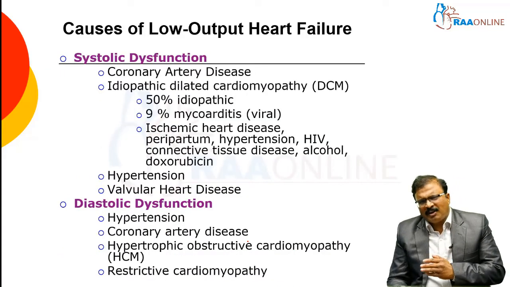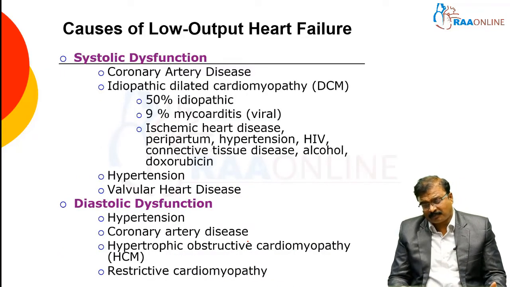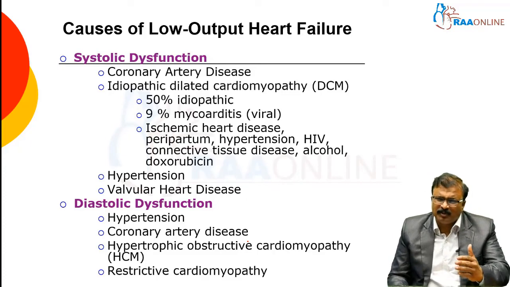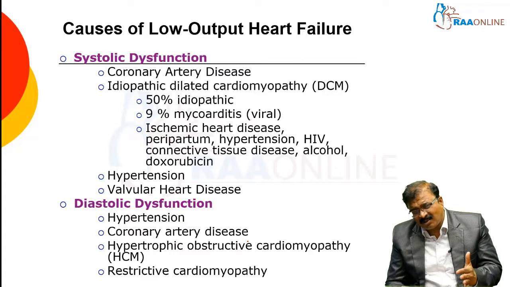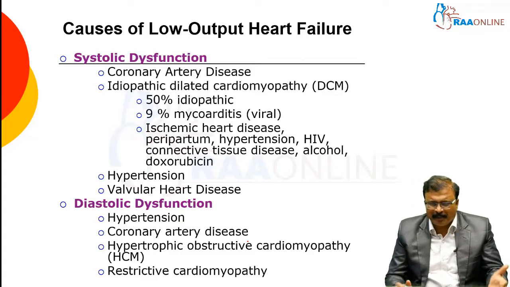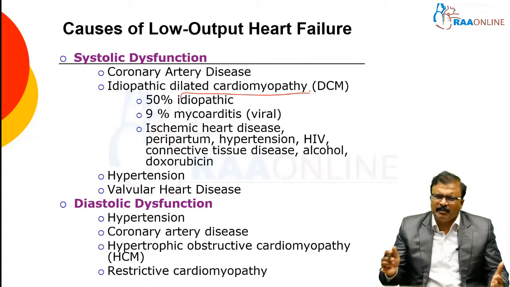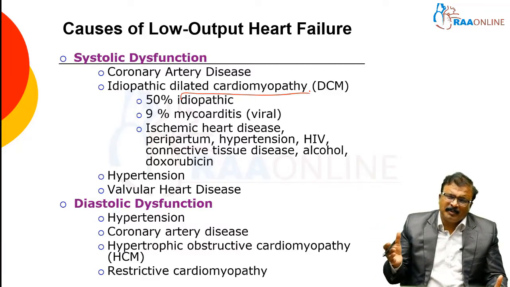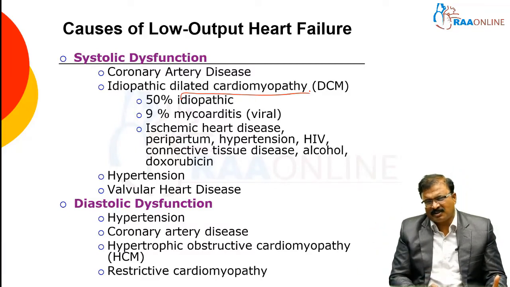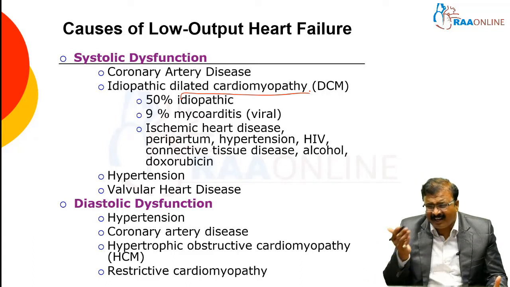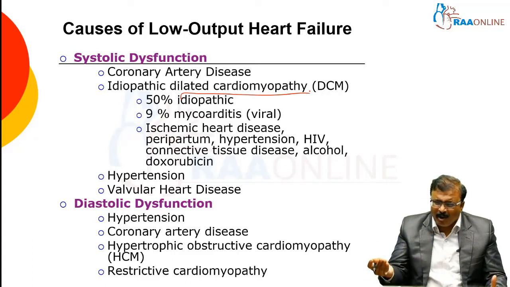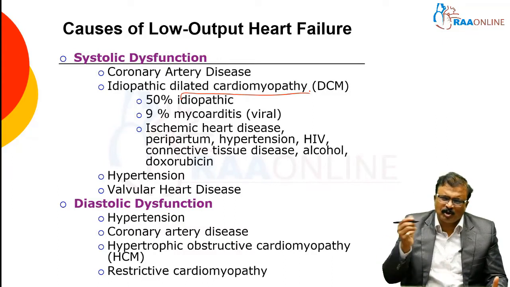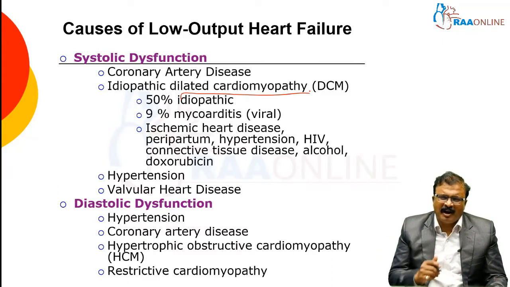Low output cardiac failure, what are the causes? Systolic dysfunction, diastolic dysfunction. Systolic dysfunction we all know, either it is coronary artery disease or a dilated cardiomyopathy. Ischemic heart disease, most of them in the elderly; dilated cardiomyopathy is due to an ischemic cause. Others: HIV, connective tissue disorder, alcohol, drug related, doxorubicin. So before doxorubicin, we all work up for cardiac function.